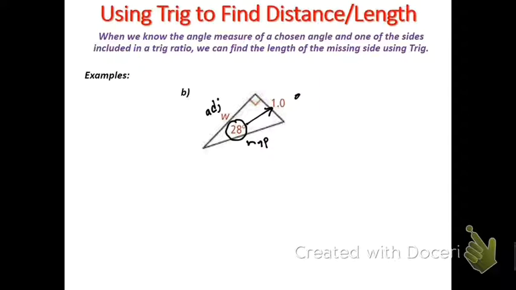So the only two measurements we have right now are opposite and adjacent. And opposite and adjacent is our tangent function. So to set this up, we're going to take the tangent of the angle measure over 1 equals, in this case, opposite over adjacent.